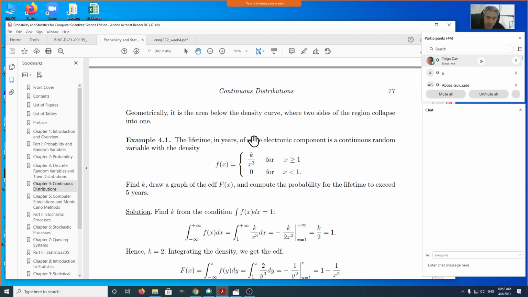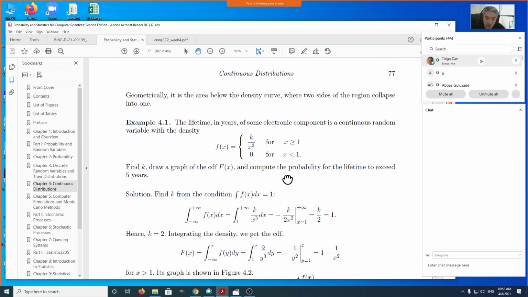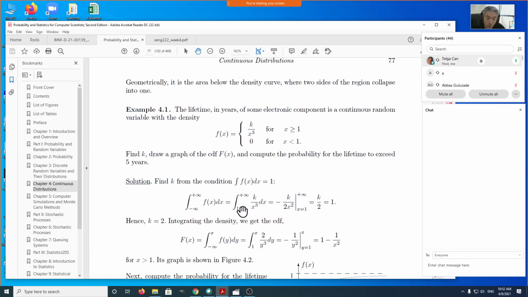So k is not specified in this question. To find k, in order for this to be a valid probability density function, the total area under the curve has to be equal to 1. When we integrate k over x cubed from 1 to infinity, that's the total probability of the sample space, which should be equal to 1. When we compute this definite integral, we get k over 2. k over 2 is equal to 1, which means that k should be 2.